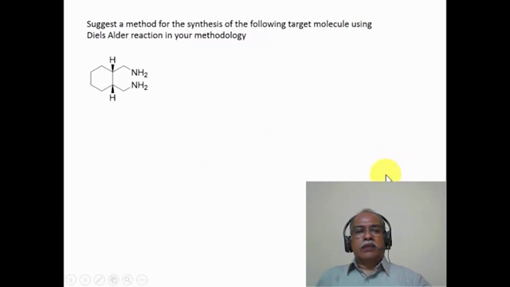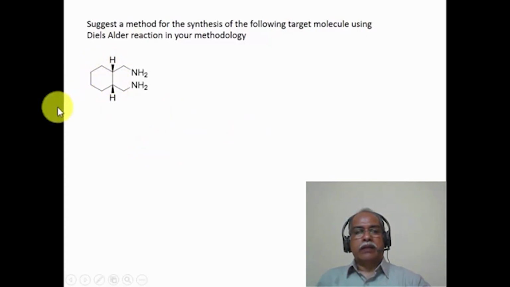Now the third question has to deal with the synthetic methodology involving a Diels-Alder reaction. The question is, suggest a suitable method for the synthesis of the following target molecule using Diels-Alder reaction in your synthetic methodology. Diels-Alder reaction, remember, gives a 4+2 cycloaddition product which is a 6-membered ring. So this 6-membered ring has to be generated by a Diels-Alder reaction.